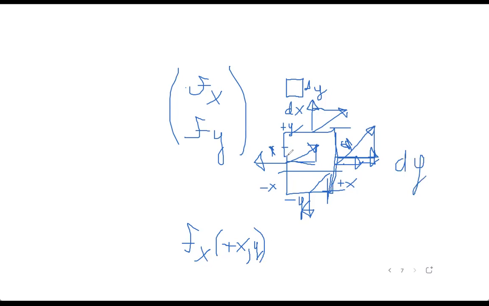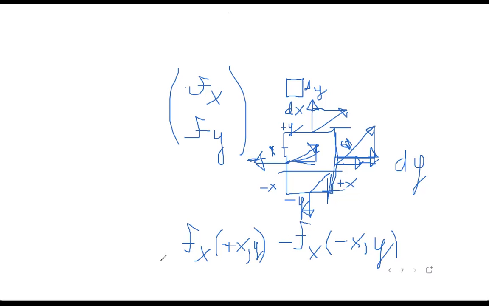We're just going to assume it's roughly constant across that. And then what's it going to be over here? Well, it's going to be the same thing. It's going to be plus fx at minus x, y, but now it's times the minus x vector. So there's going to be an overall minus sign on this component.